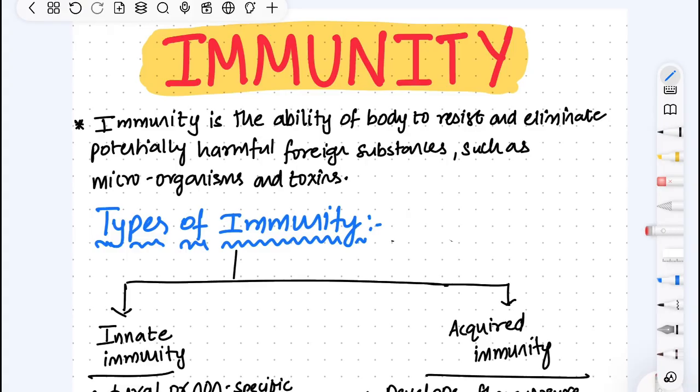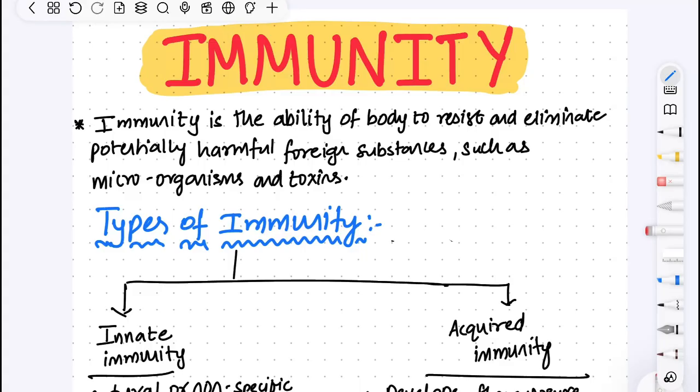In today's video, we are going to talk about immunity. I want you guys to watch this video till the end because the basics for cell-mediated immunity and humoral immunity are in this video. So to understand these topics, the cell-mediated immunity and humoral immunity in detail, I want you guys to watch this video till the end.